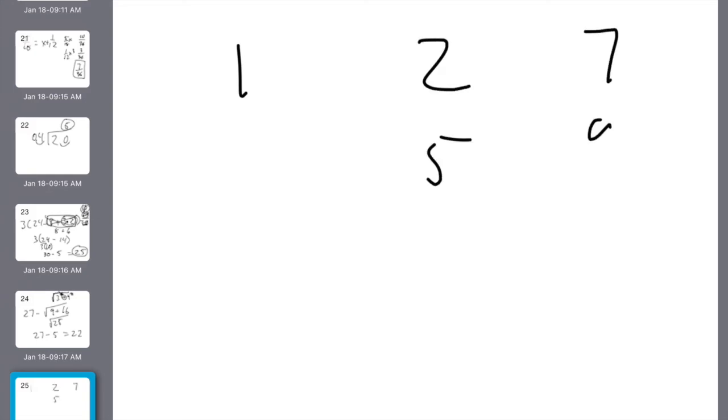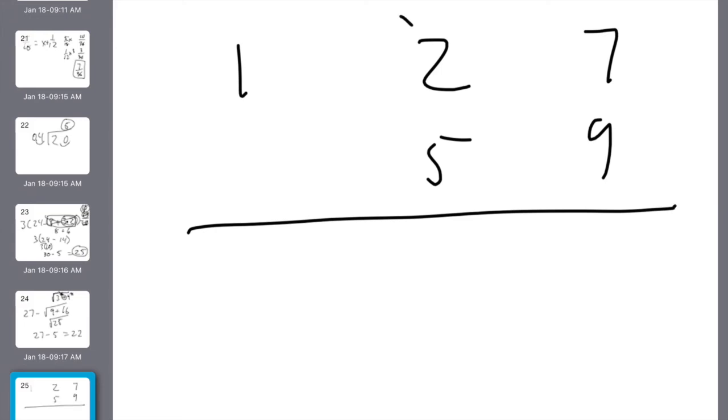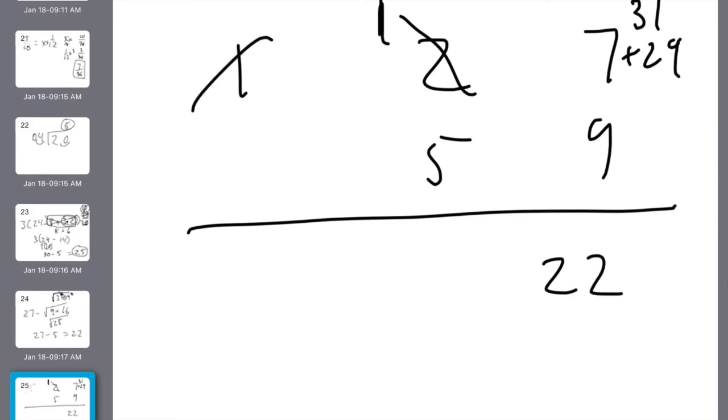Number 22, 1 week, 2 days, 7 hours, minus 5 days, 9 hours. Okay, step 1, can't do the day. I can't do the hours. Cross out the day. Bringing over 24. Adding it to the 7 is 31. 31 minus 9 is 22.